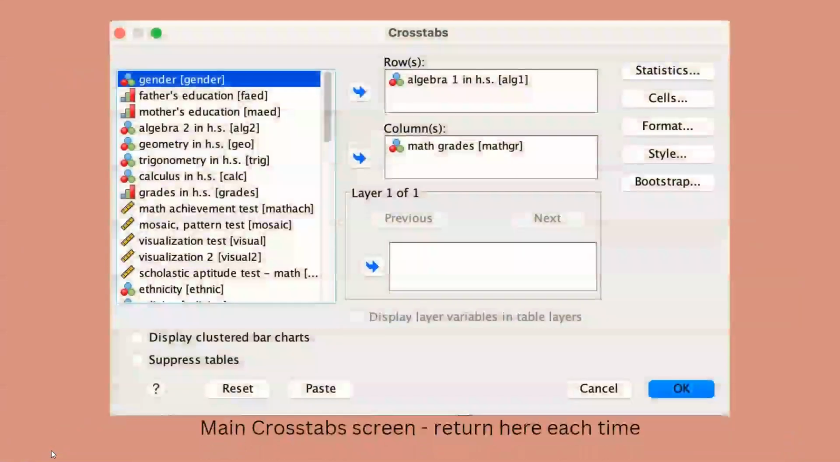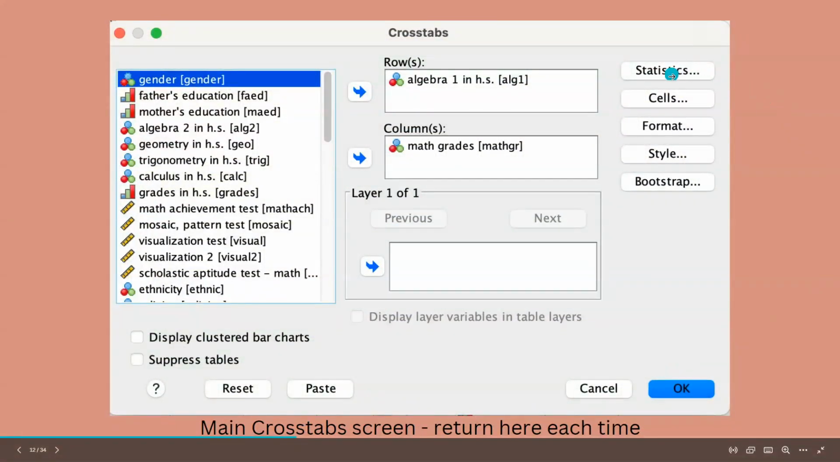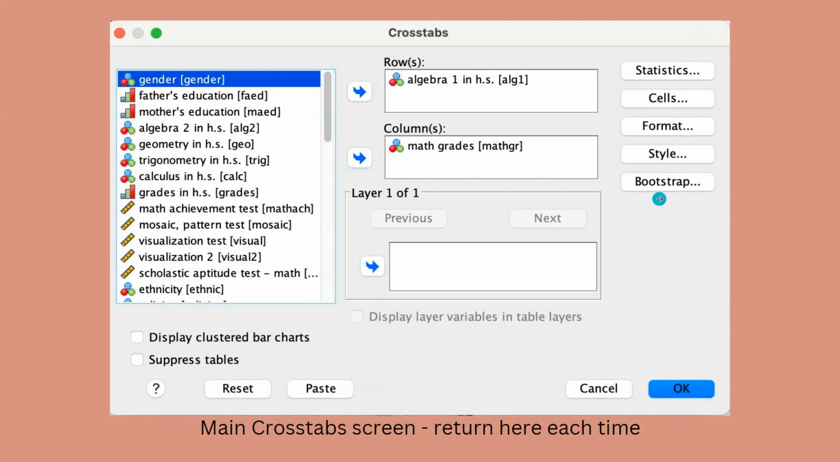Once you hit OK, you're going to get to the crosstabs menu. Here you will pick the two things. I'm looking at Algebra 1 and math grades. You will notice here off to the far right that we have statistics, cells, and some other tabs. We are going to use statistics and cells.